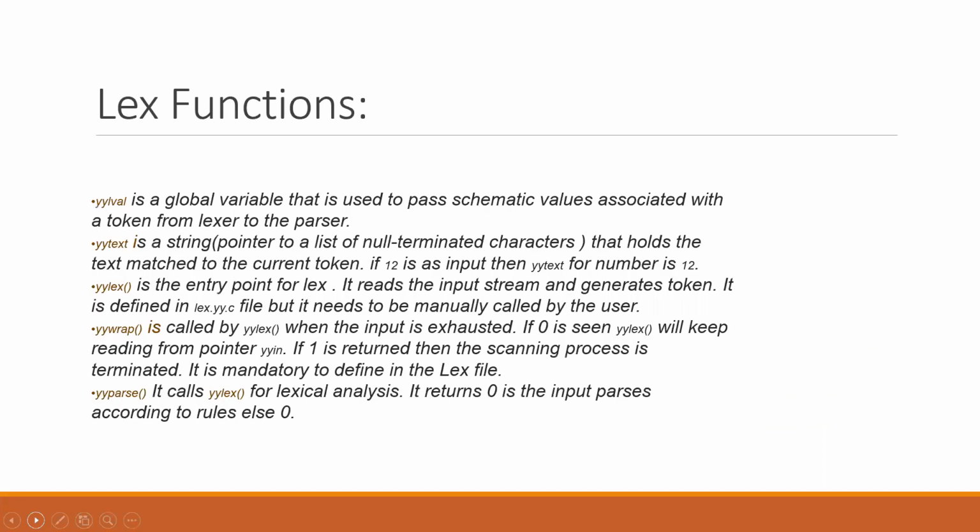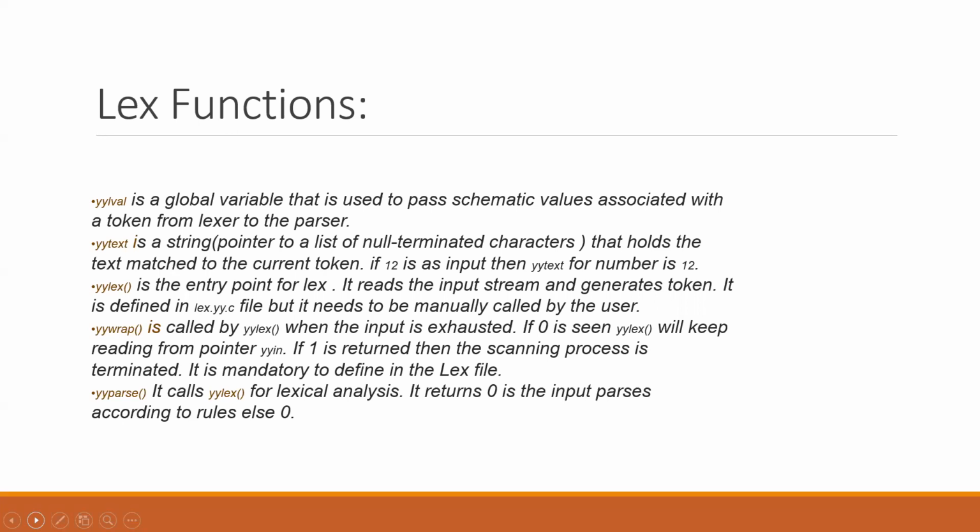yylval is a global variable that is used to pass semantic values associated with a token from the lexer to the parser. yytext is a string pointer to a list of null terminated characters that will hold the text matched to the current token. If 12 is an input, then yytext for numbers is 12.